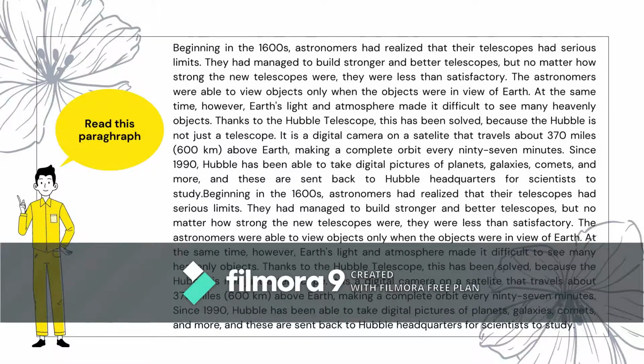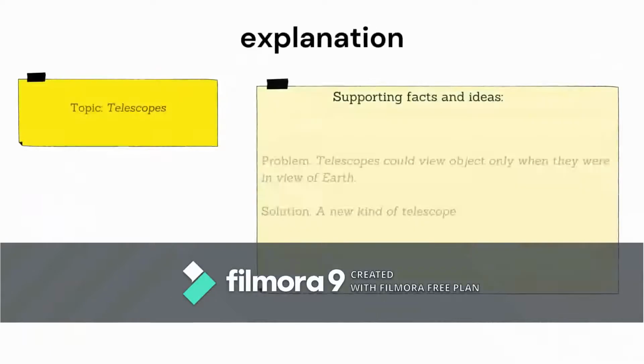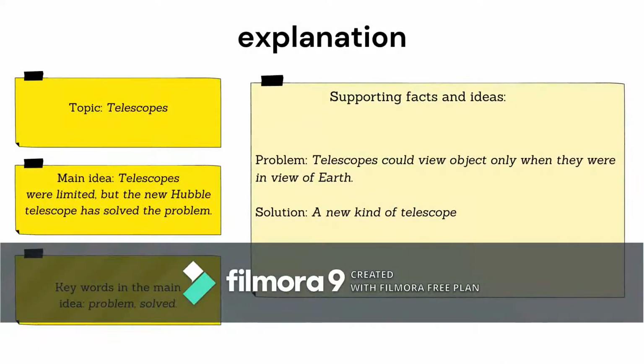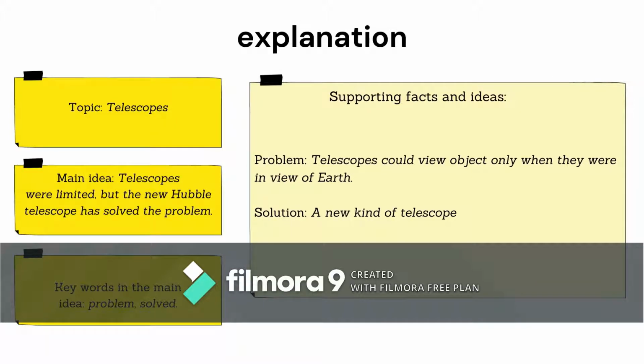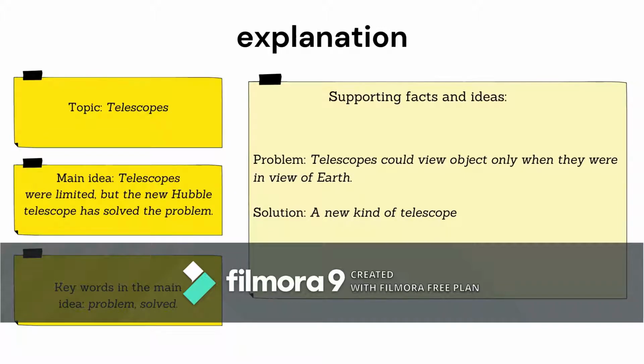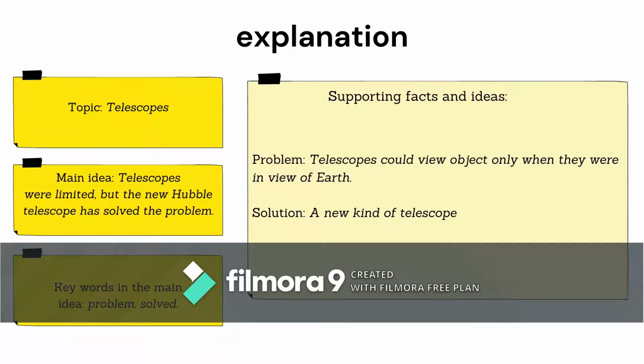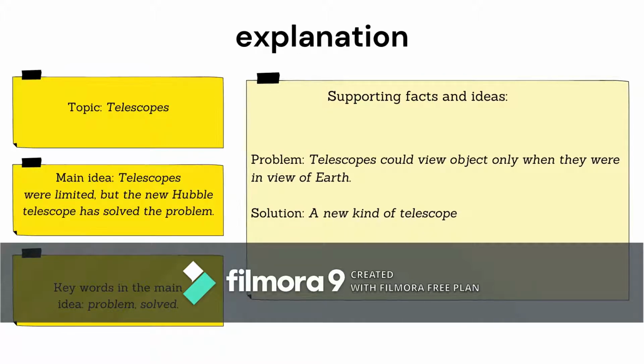Now you can scrutinize the paragraph. After reading the paragraph, we know that the topic of the paragraph is telescopes. The main idea of the paragraph is that telescopes were limited, but the new Hubble telescope has solved the problem. Keywords in the main idea are problem and solve.